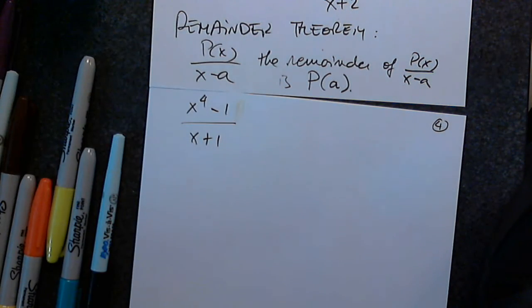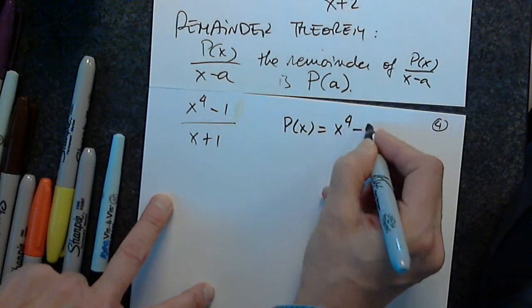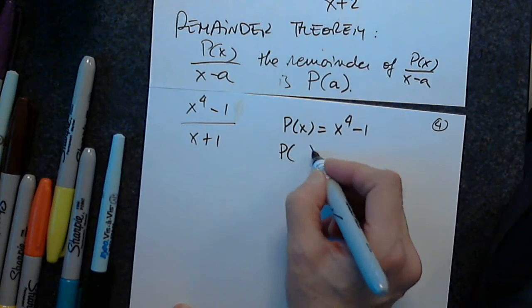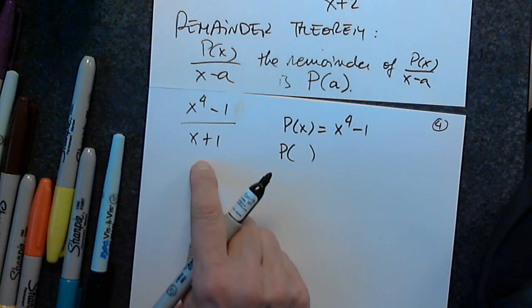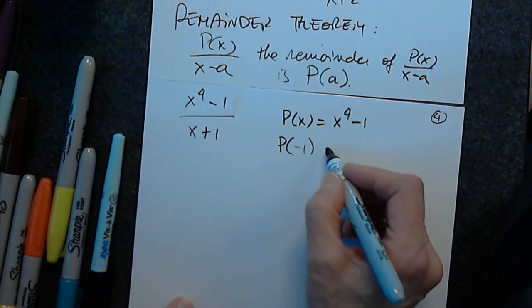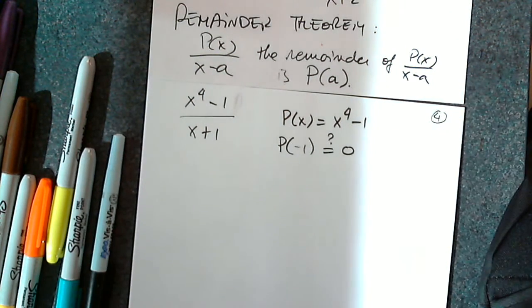I have several options. I can try to factor, I can see if I can simplify, and so on and so forth. But here's the easiest way. The numerator, let's call it p of x, which is x to the fourth minus 1. All I have to check is, what is a? If I want to use synthetic division, what will a be? Careful, -1. All I have to check is if p of -1 is 0. That's all I need to do.